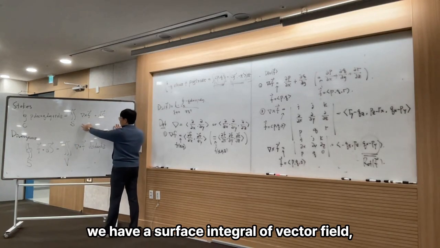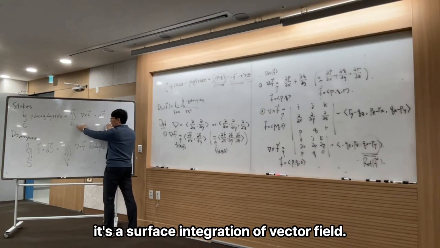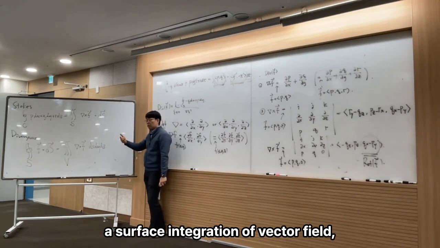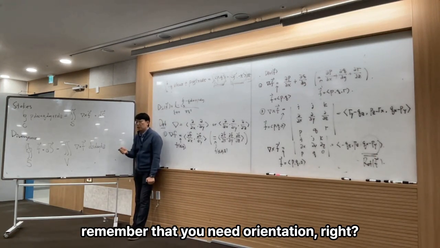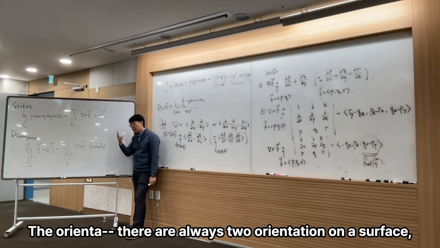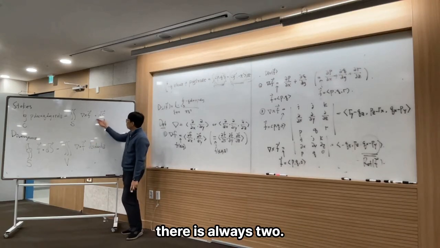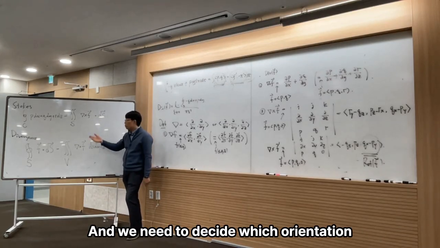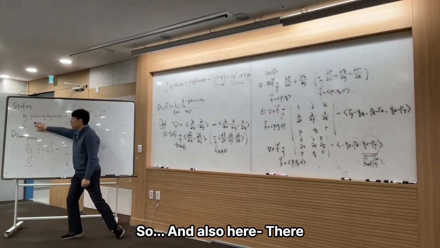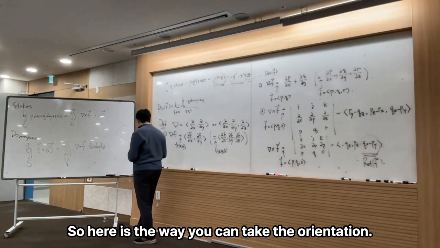And on the other side, we have a surface integral of a vector field, not the double integral. When you take a surface integration of a vector field, remember that you need an orientation. We talked about this yesterday, on Monday. There are always two orientations on a surface, and we need to decide which orientation we are taking the surface integral. Also here, there is an orientation of the line integration. So here is the way you can take the orientation.